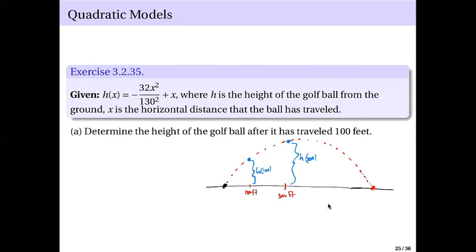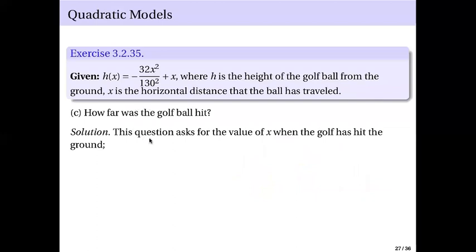But what does this mean? It means your height is equal to 0 because it's on the ground. So our h is equal to 0. In order to calculate this, we are asked to find the value of x when the golf ball has hit the ground. That is, we need to find the x such that h of x is equal to 0.